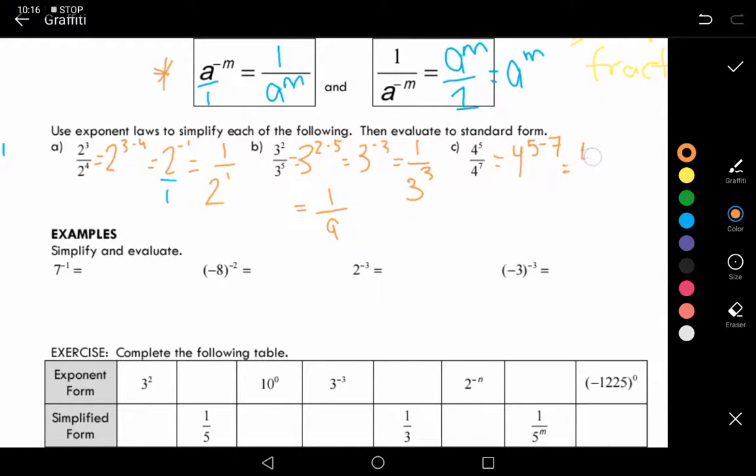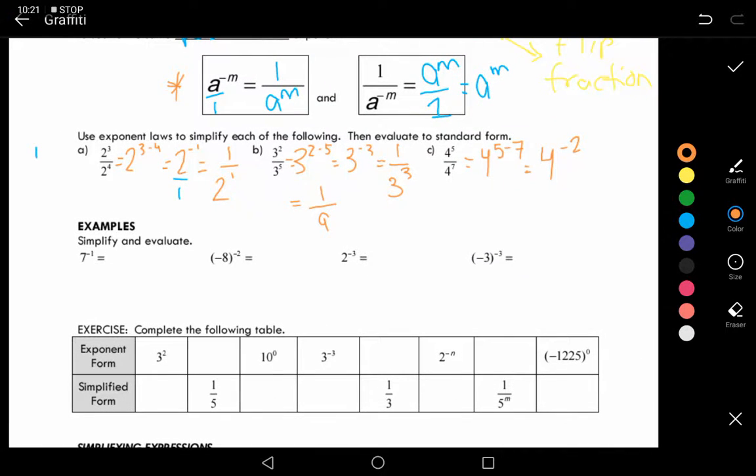5 minus 7 equals 4 to the power of negative 2. But I don't want that negative, so I just simply flip my fraction over and simplify. Okay, so it's just a matter of switching the order of these two, right? Once you switch them, remember, the reason we're doing that is so we can write that positive exponent. So don't forget that step, because that's the whole purpose of this.